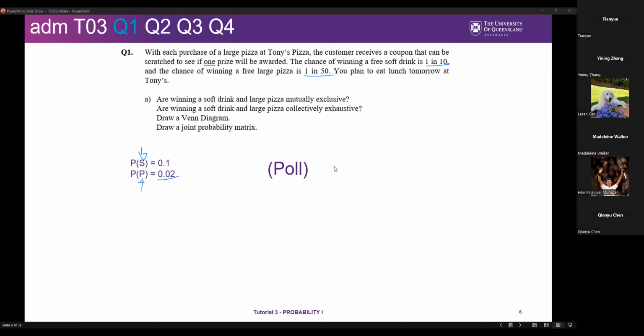I'll clear this one. I'll also close my annotate. And now we can do a whiteboard. I would like to draw the Venn diagram. I closed the poll, right? And let's see, what can I see? Oh, I'm still sharing. So the Venn diagram we're going to draw. I'll stop sharing.